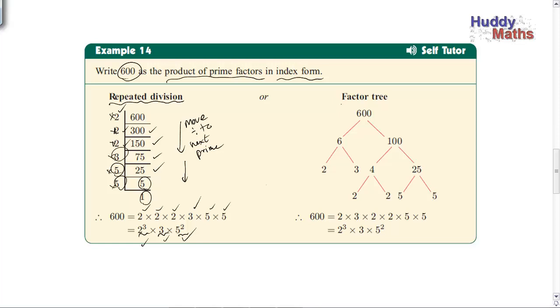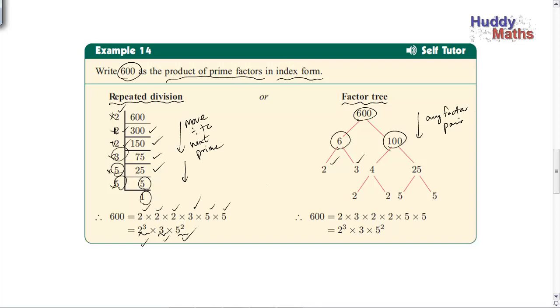Okay, the other way is a factor tree. Start off at 600 and do any pair of factors. Any factor pair. Doesn't have to be prime or anything you can think of. When you get there, you then keep breaking it down. So 6 is 2 by 3 and they are both prime, so you go no further.